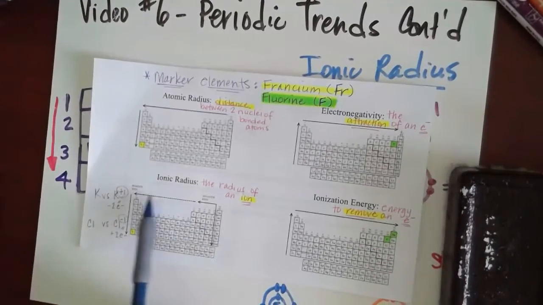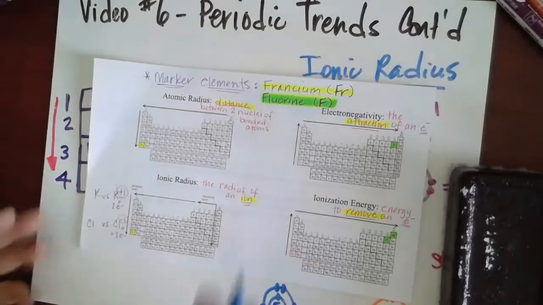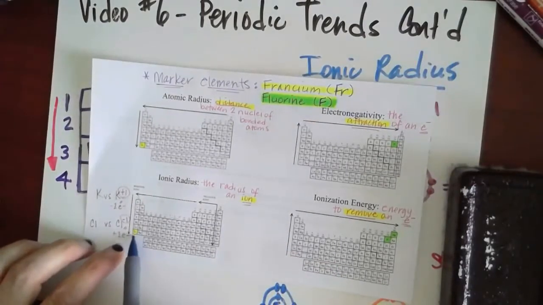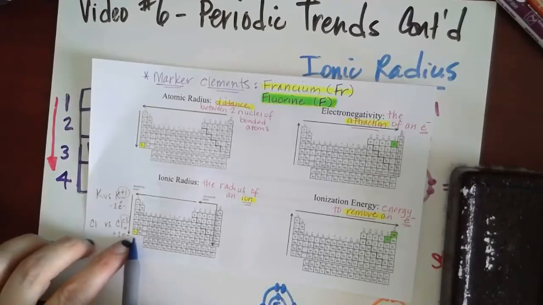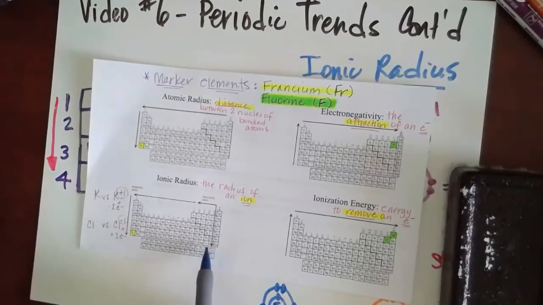So this is where it gets a little tricky, and I'm going to try to explain it to you the best that I can. And again, it's much better if I show you visually. So remember, francium again is our marker element here. And believe it or not, for the most part, the same thing is going to happen over here, but on the opposite end. And I'll explain that.